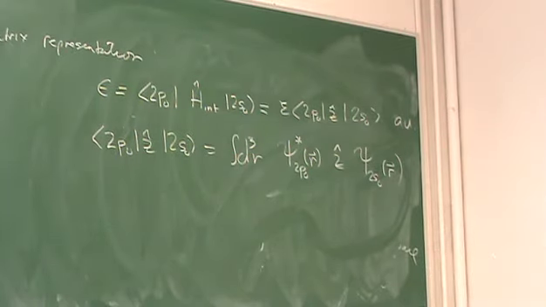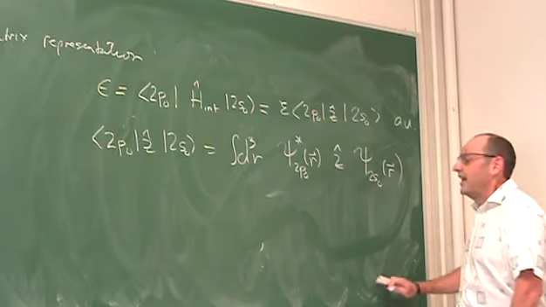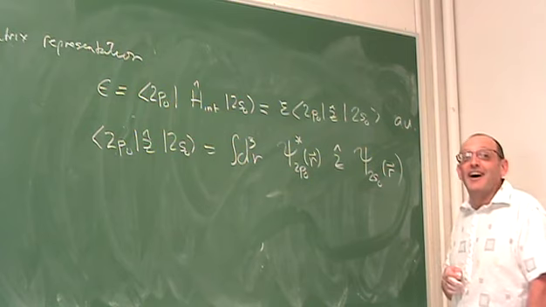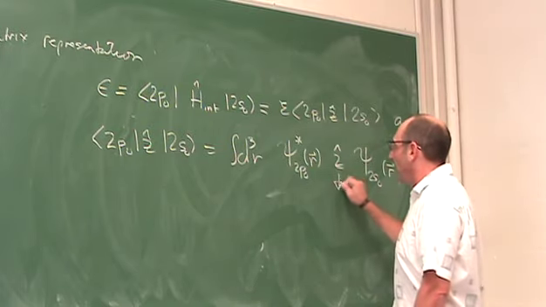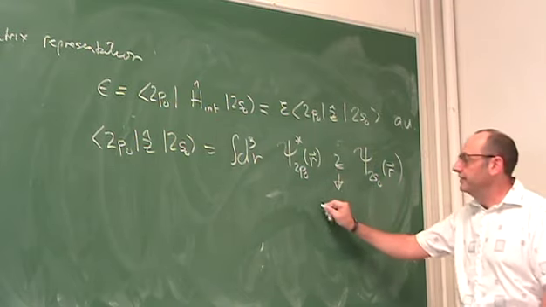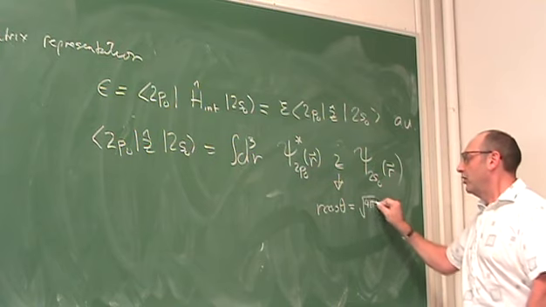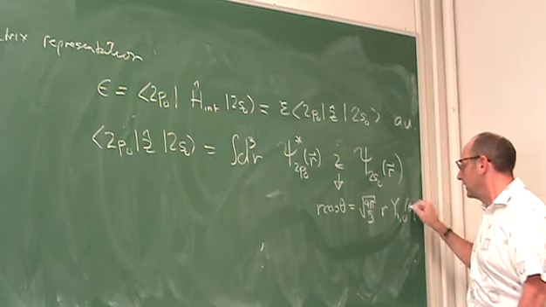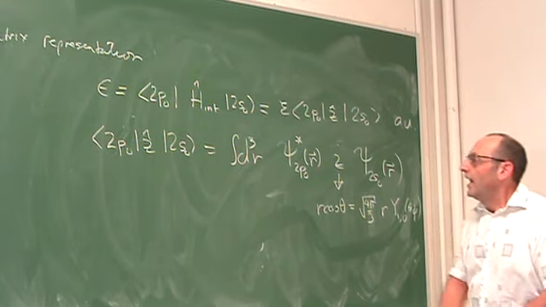Okay, and of course, these orbitals are typically expressed in spherical coordinates. We could do it in parabolic coordinates, but we're not going to do that. And so this means we rewrite the z operator, the z position, which is r cos theta, which is equal to root 4 pi over 3 r Y10 of theta and phi. Okay?